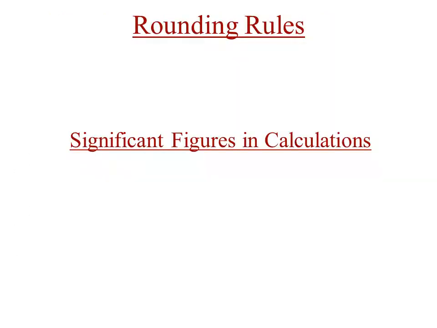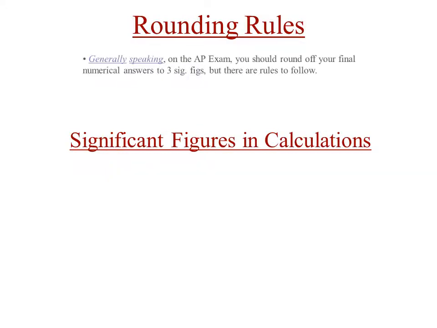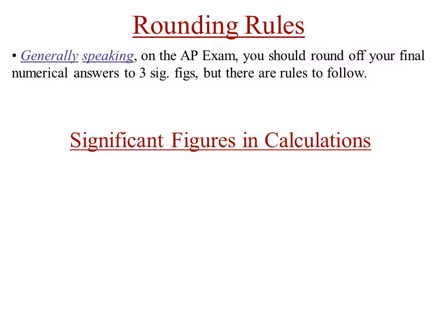Now, in the vast scheme of things, significant figures aren't majorly important on the AP exam. The only time they come into play is when you're going to round off your final answer. So generally speaking, on the AP exam, you should probably round off your answer to 3 sig figs, but there are rules to follow. The reason I say 3 sig figs is because they usually give values in experimental measurements around 3 sig figs, and if you're off by just one, like if you're supposed to record 3 sig figs but you rounded it too much and only recorded 2 sig figs, they're not going to take off any points. Or if you put down 4, which is one more than you're supposed to, they're not going to take off any points.